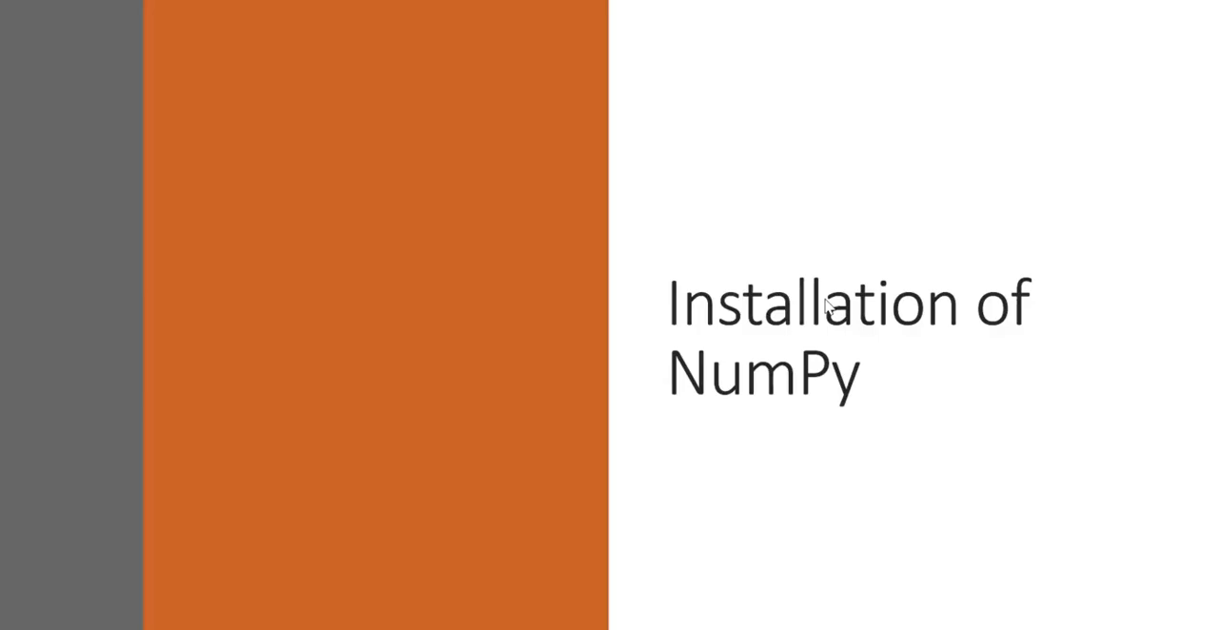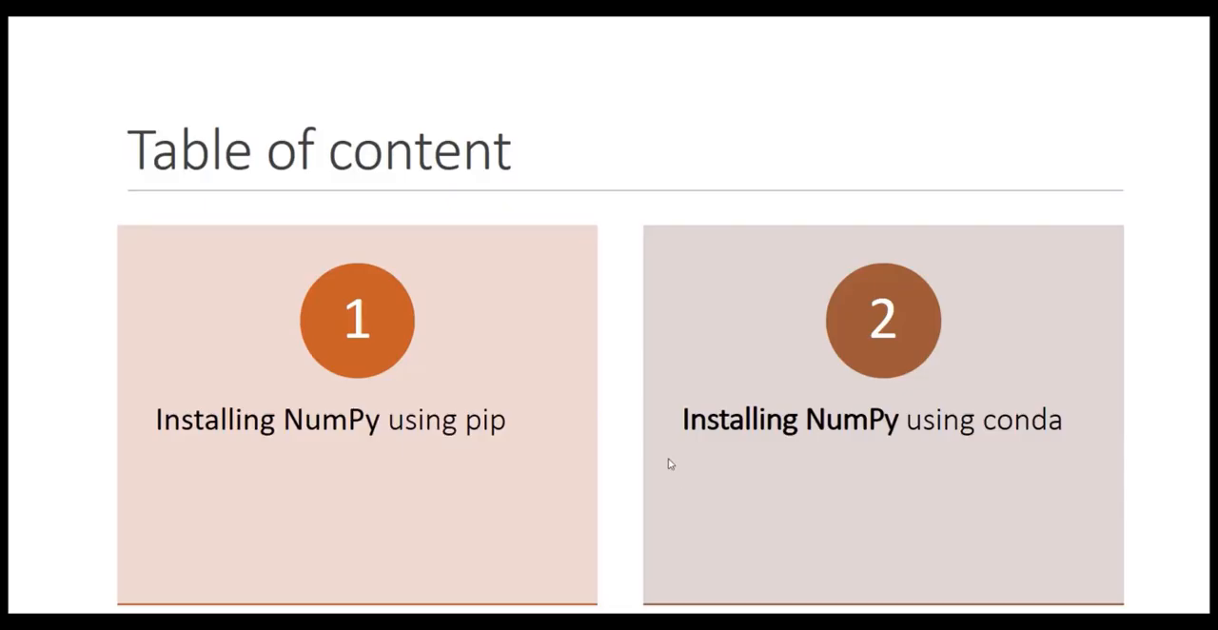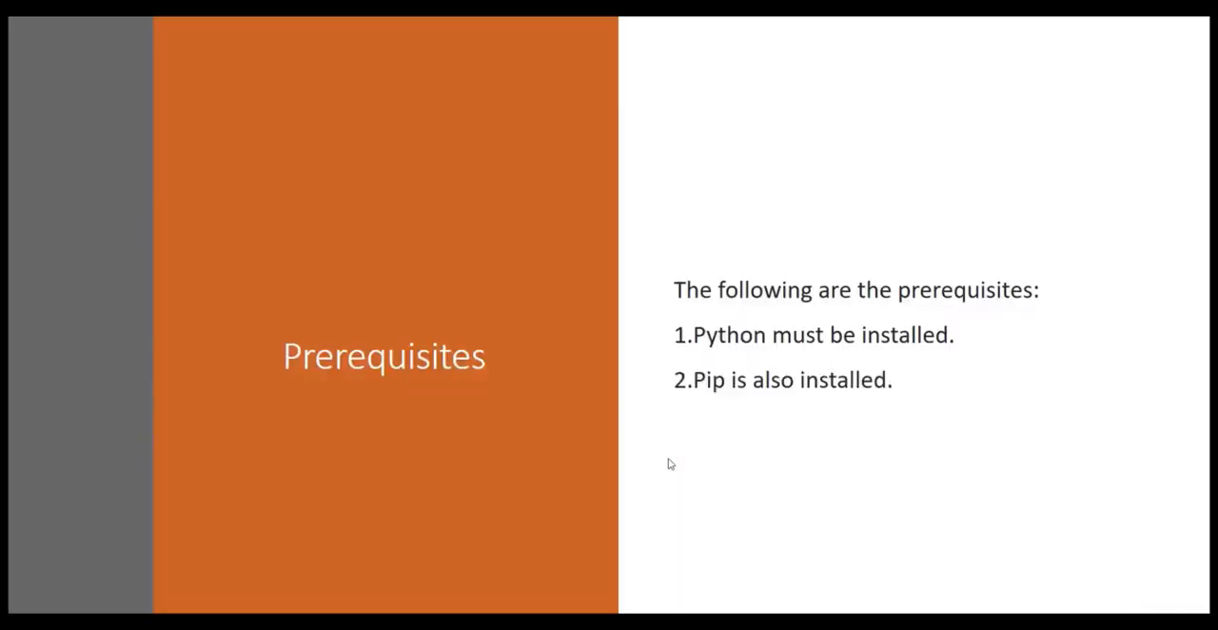Hello everyone, in this module we are going to learn how to install NumPy, and we are going to cover installation of NumPy using pip and conda package. So before we install NumPy, we have to make sure of the following prerequisite. Make sure Python and pip both are installed in your system. Basically pip comes pre-installed with Python.